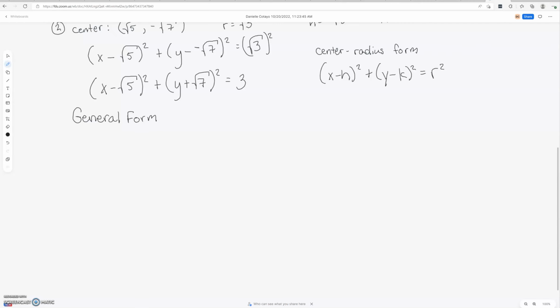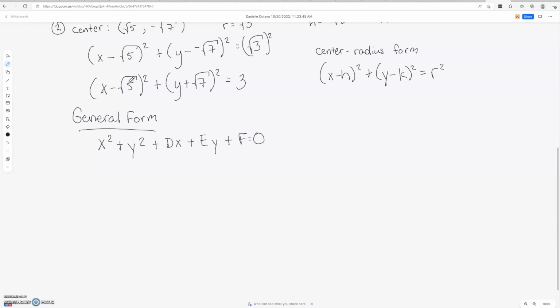And my general form is x squared plus y squared plus dx plus ey plus f equals 0. Sorry, almost forgot my equal sign. Okay, so you get this, right?